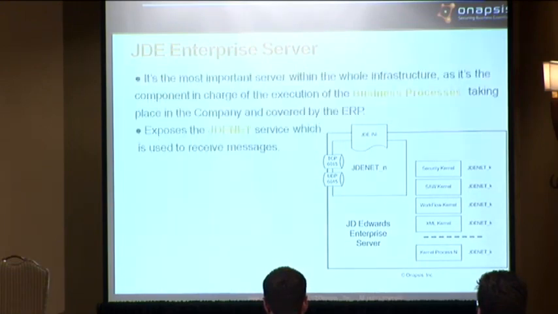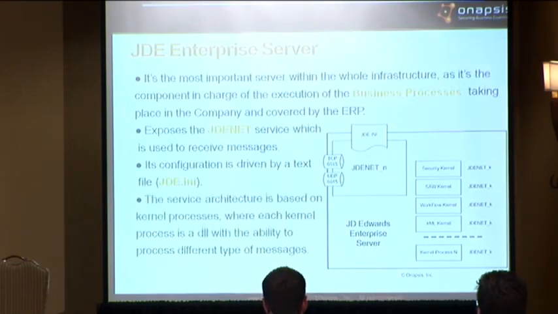So this is how an enterprise server looks like. Basically, you have a dispatcher, one process that is receiving all the queries, all the connections in the JDENet interface. And then you have kernels. These kernels are customizable by the client. He can configure the number of kernels he wants. He can enable or disable kernels depending on the function of the enterprise server. You can have 1, 2, whatever number of kernels that you want to enable.